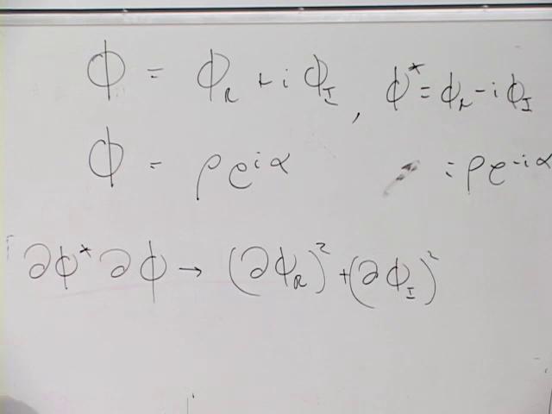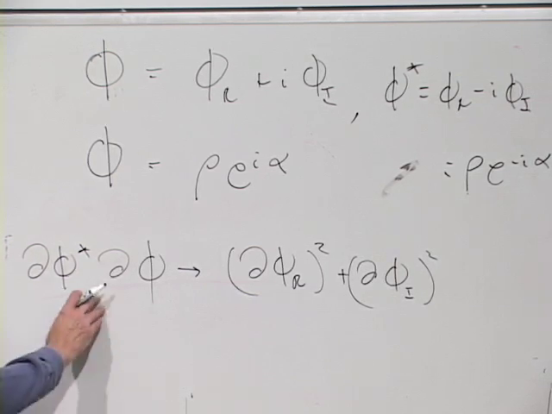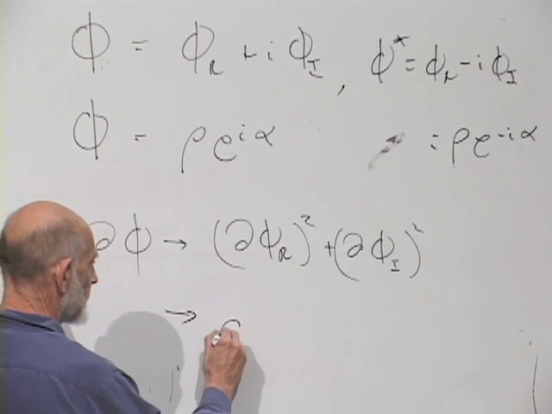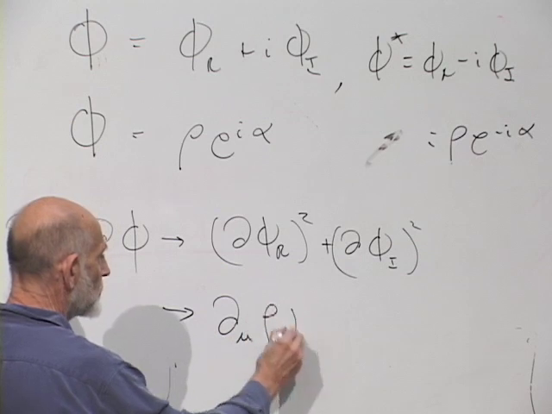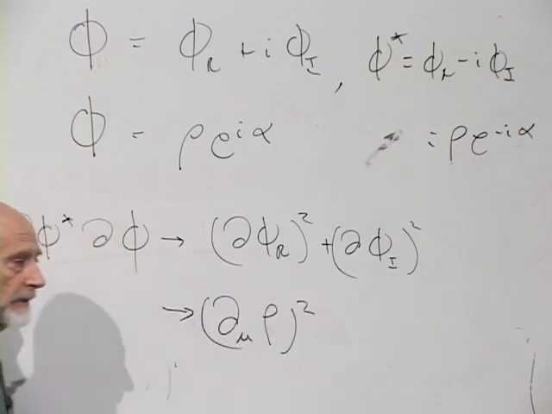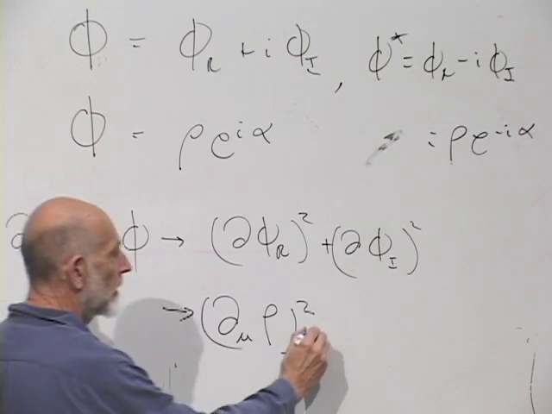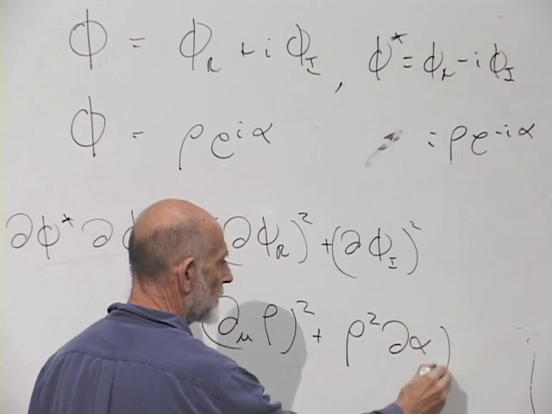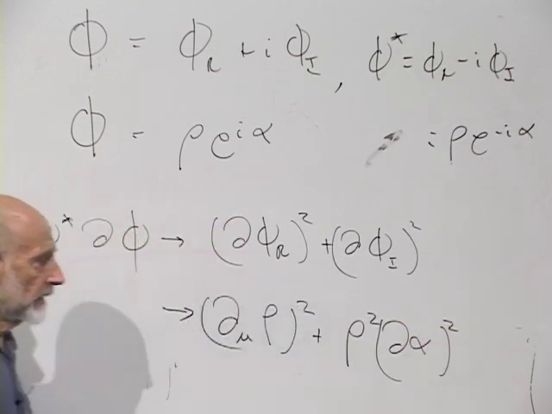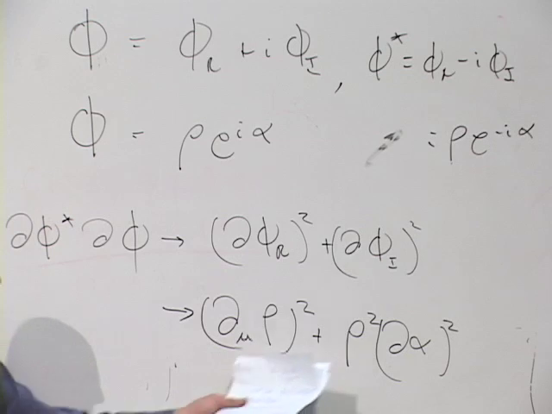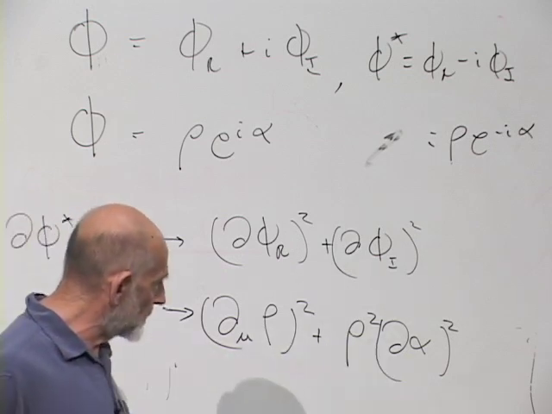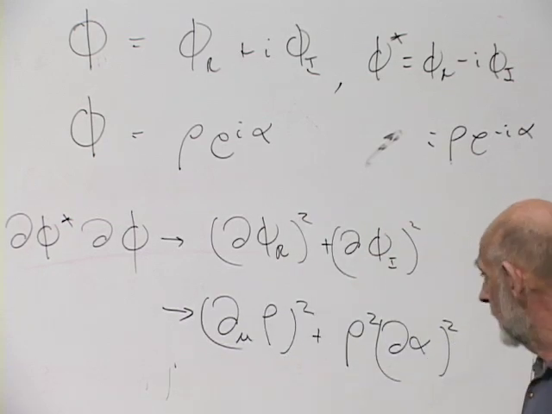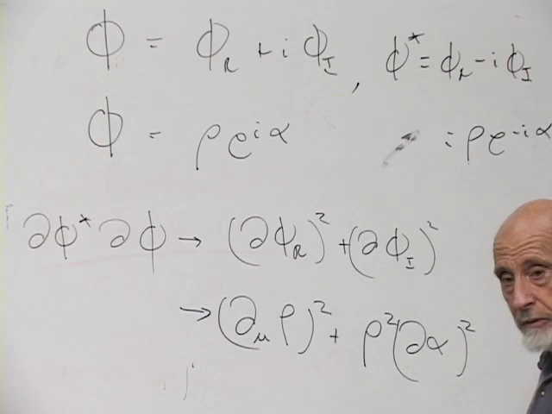Or we can write it in terms of rho and alpha. And this would become, I'll write it down for you. You can work it out yourself. Derivative of rho squared, and then plus rho squared times the derivative of alpha squared. Rho is the magnitude of the field, alpha is the angle, but each of these are fields. And this is what the Lagrangian is. You can either think of it in one way or the other, no problem.